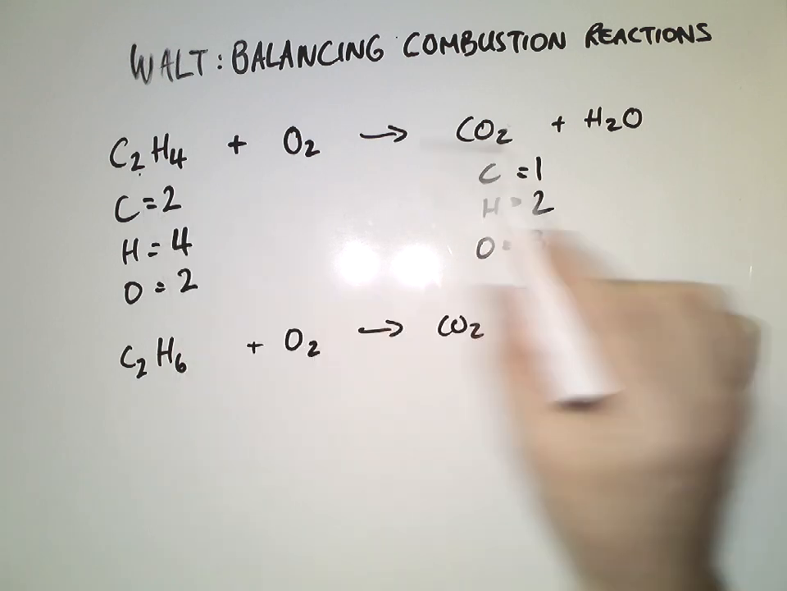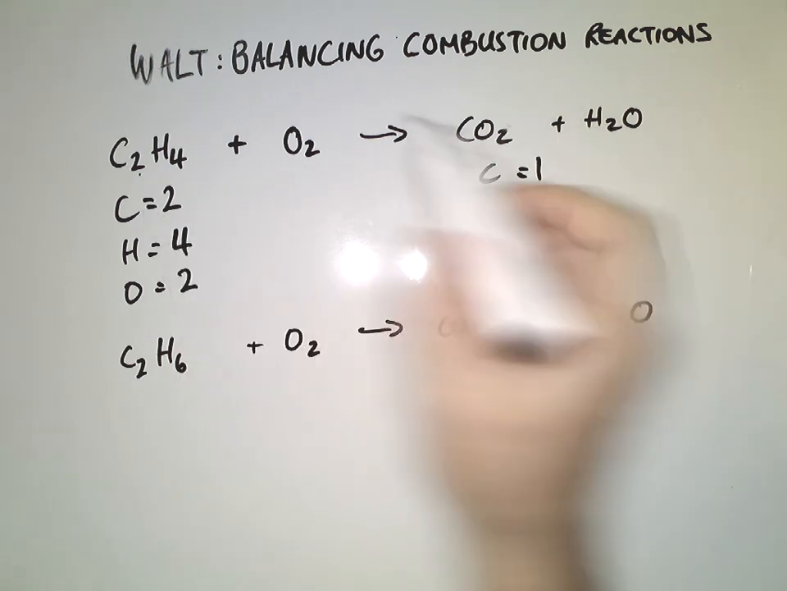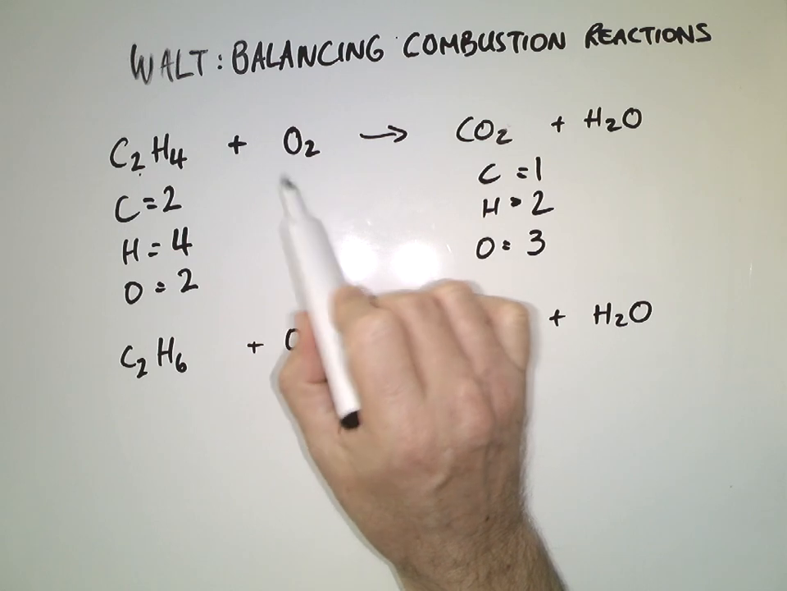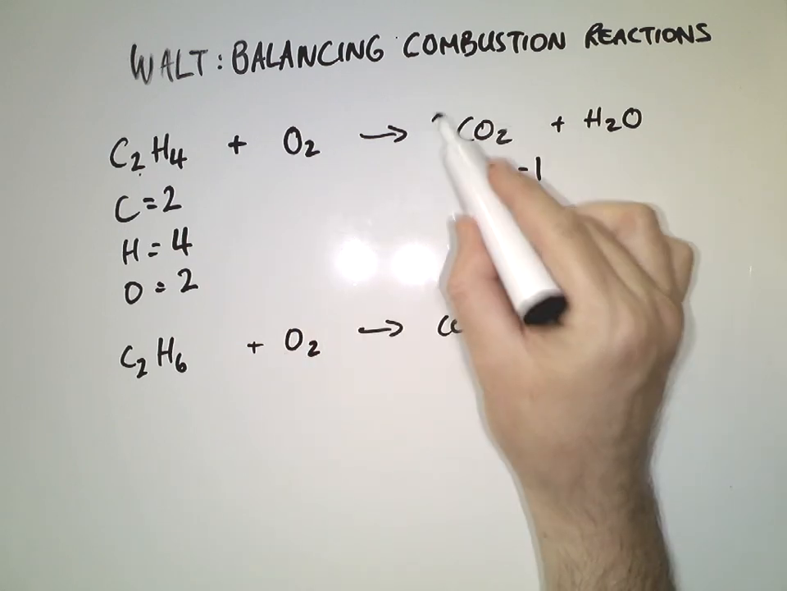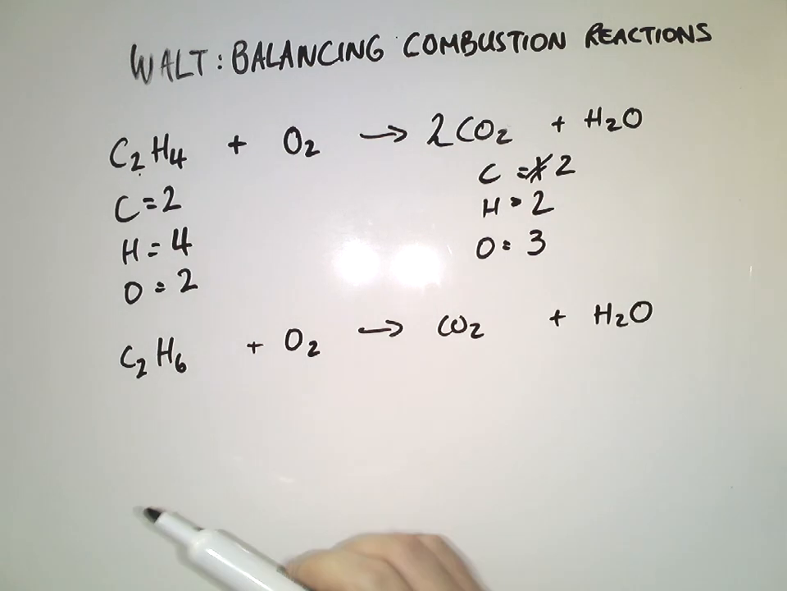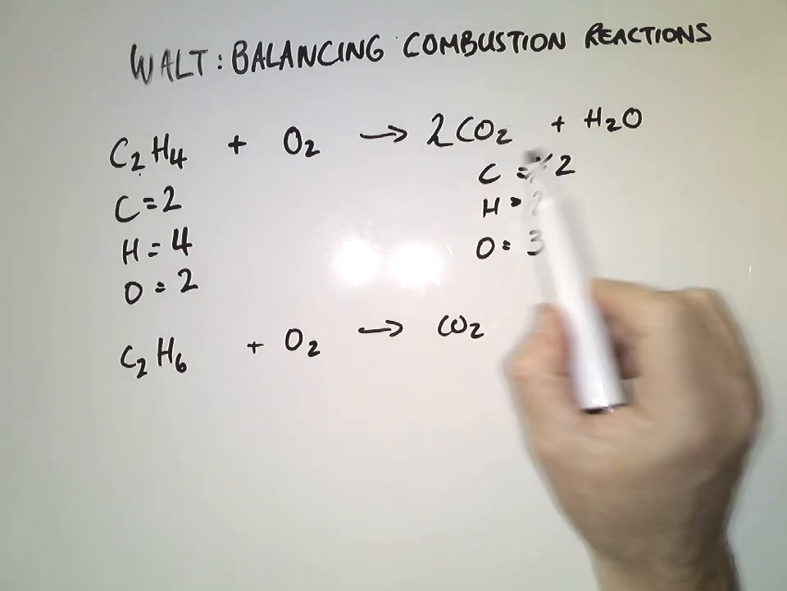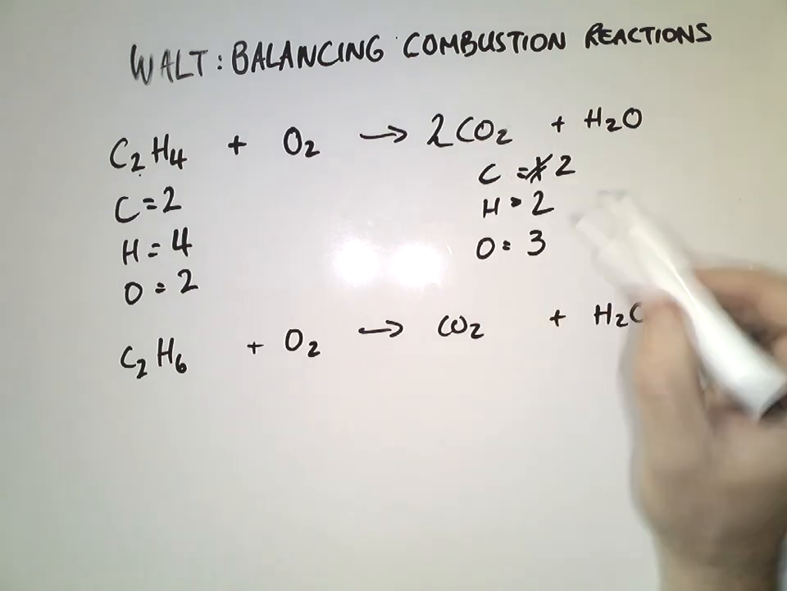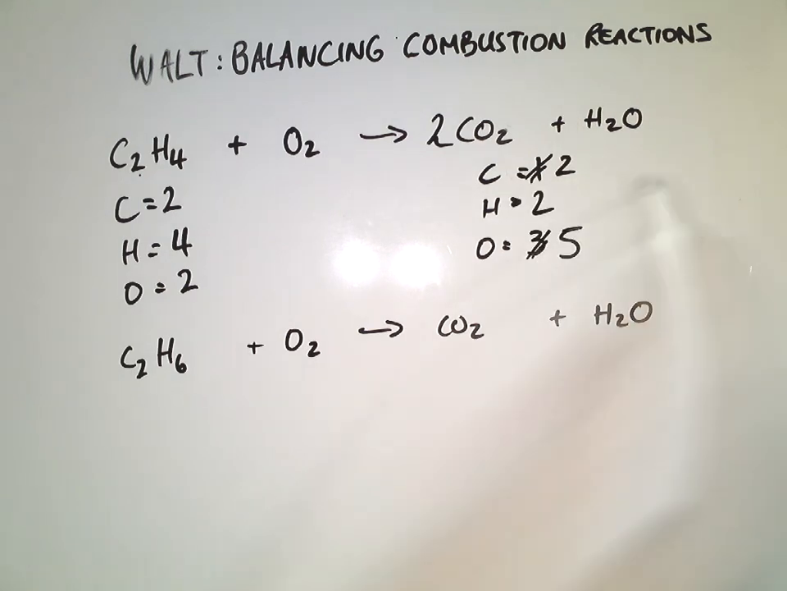So what I'm actually going to do is start off with that. Every time I balance one of these, I'll leave this oxygen here until the last. So I'm going to put a 2 in front of this, so that I can balance out those 2 carbon. But of course, as we can see, that 2 will also affect this oxygen. So we're going to get 4 oxygens here plus another one, which gives us 5 oxygens. So we've managed to balance it for carbon.